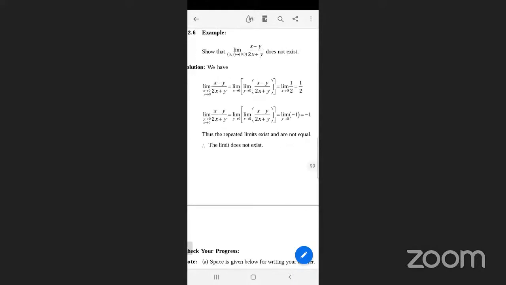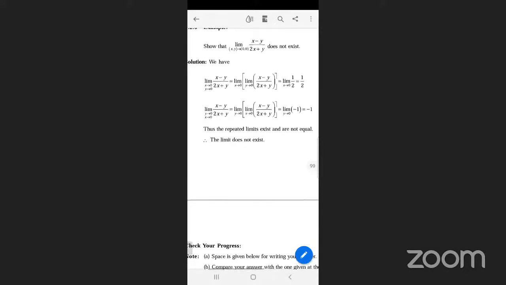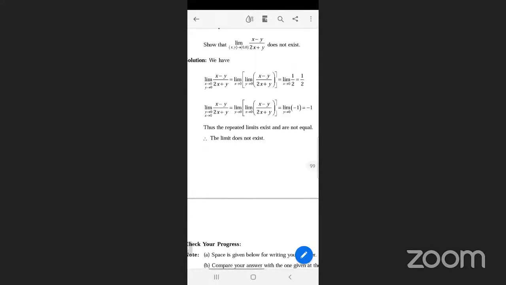Next, if you change the path, that is, limit first y tends to 0, next x tends to 0. So limit of (x minus y) by (2x plus y) equals limit y tends to 0, limit x tends to 0, of (x minus y) by (2x plus y). If you put x equal to 0, we get (0 minus y) by (2 into 0 plus y), that is minus y by y. So y cancels, and we get minus 1. So limit y tends to 0 of minus 1 is equal to minus 1. Because it is a constant function, there are no y multiples, we get minus 1.